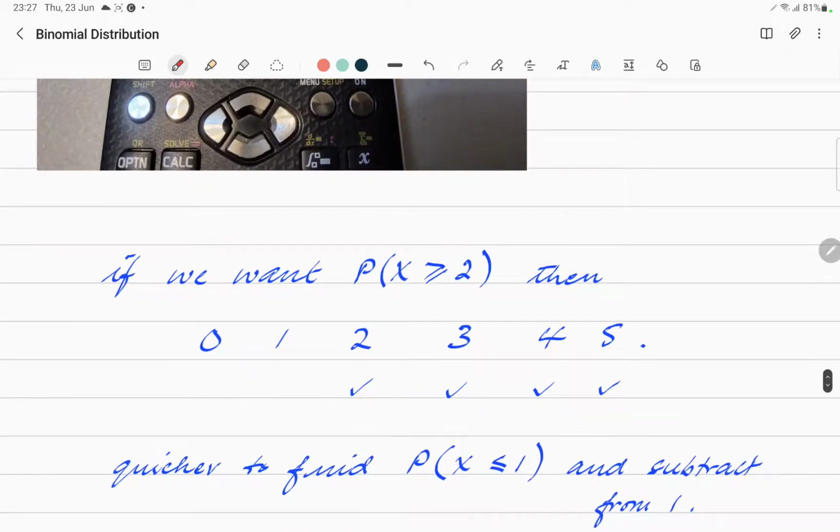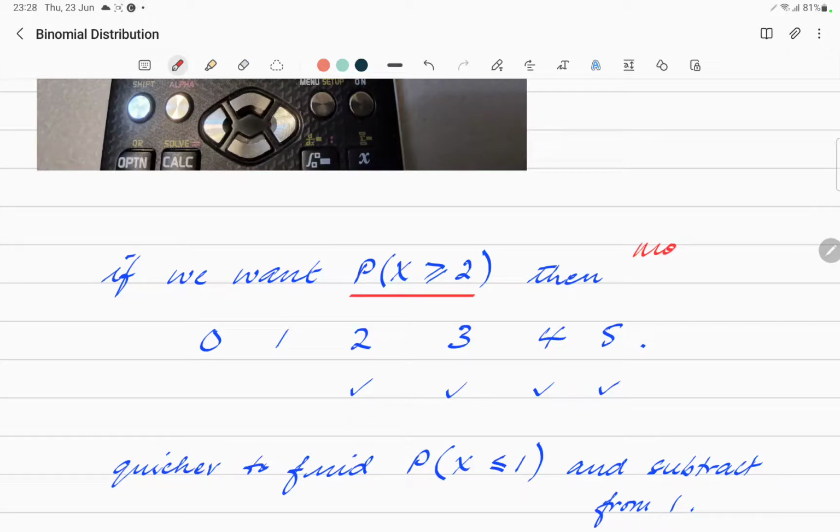All right. Okay, so for example, if we then extend that idea a little bit further, all right, what if we want P(X) greater than or equal to 2? So in other words, more, well, let's say, no, let me rephrase that for a second.